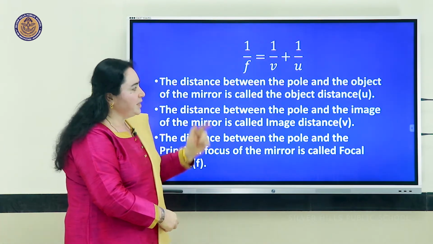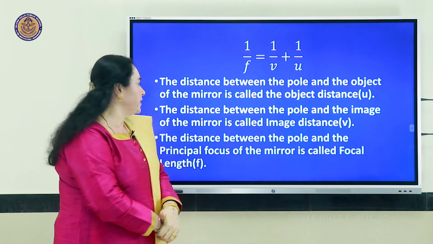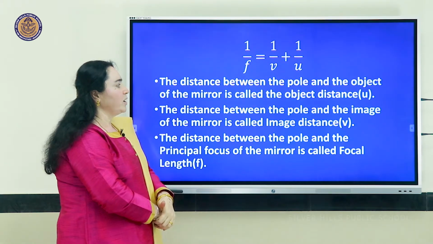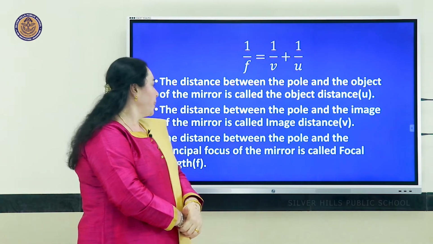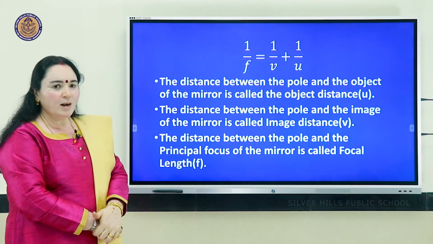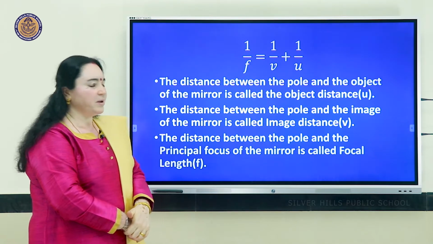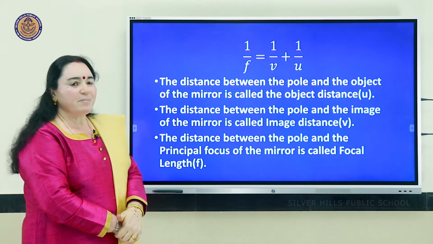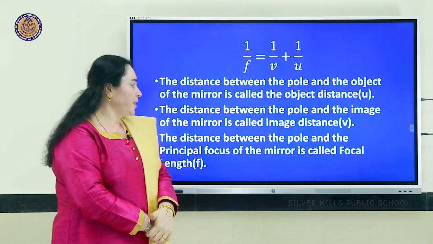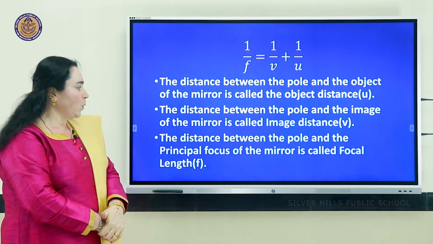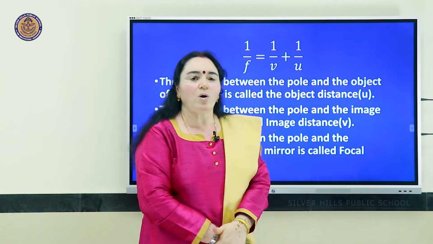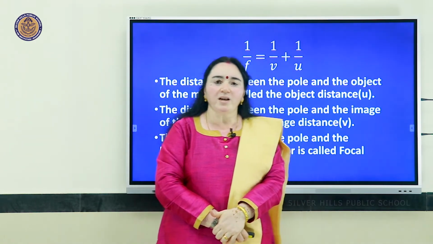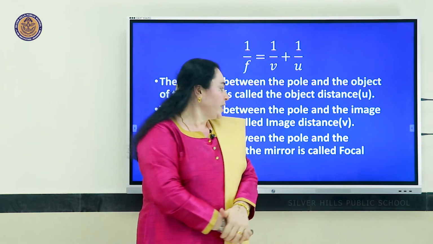The distance between the pole and the object of the mirror is called the object distance and symbolized as u. The distance between the pole and the image of the mirror is called the image distance v. The distance between the pole and the principal focus of the mirror is called the focal length of the mirror.